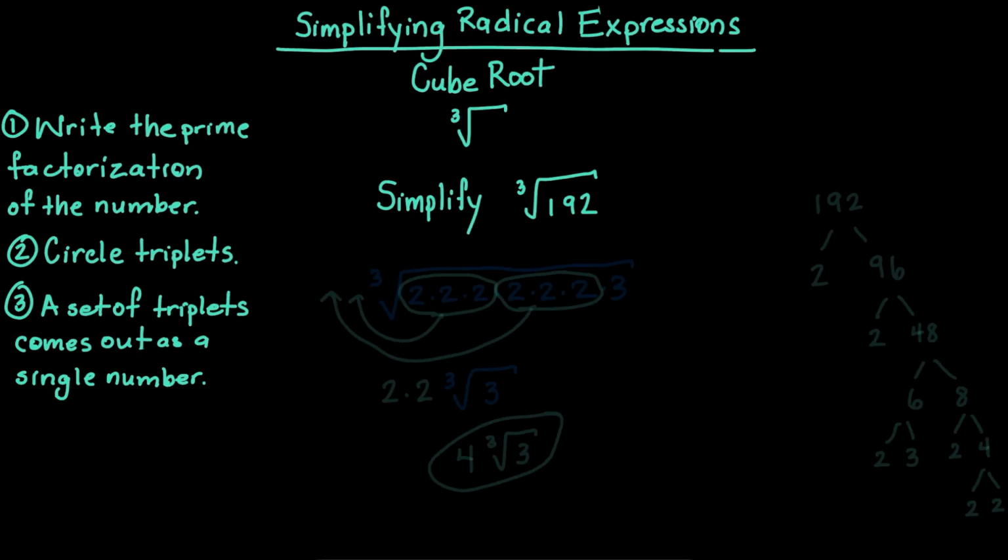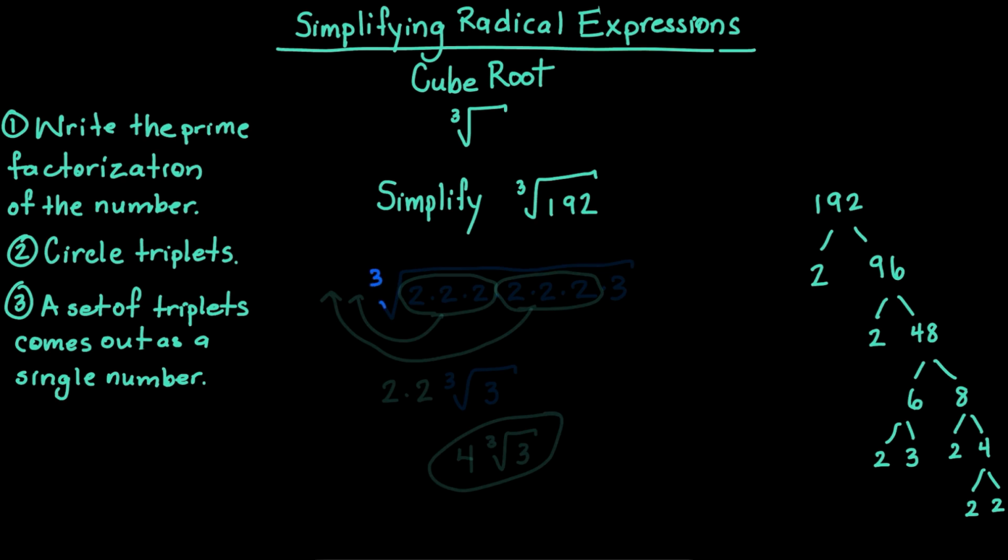And now we want to simplify the cube root of 192. We'll start with 192. 192 is even, so I know it's divisible by 2. That's 2 times 96. 96 is also even, divisible by 2. 2 times 48. 48 is 6 times 8. 6 breaks into 2 times 3. And 8 is 2 times 4. And then 4 is 2 times 2.